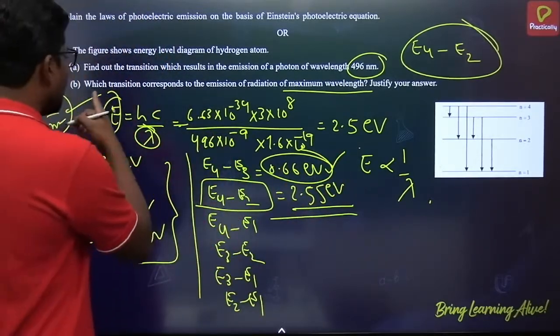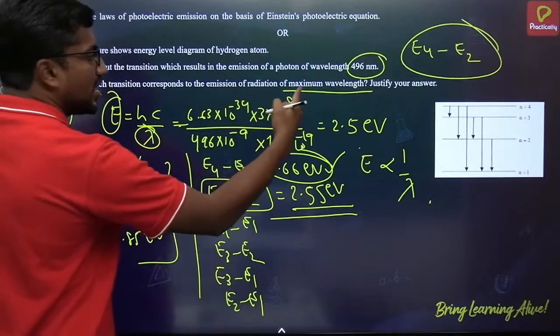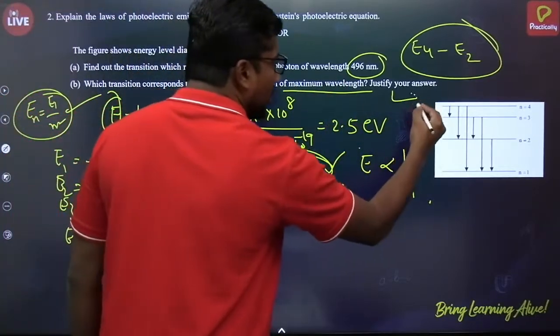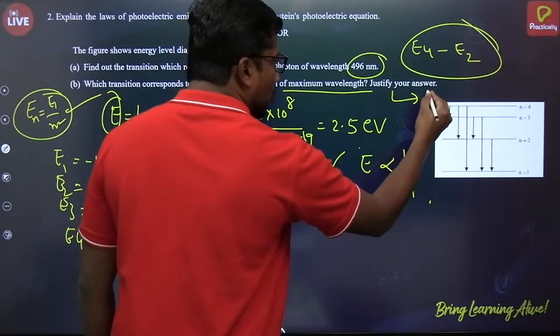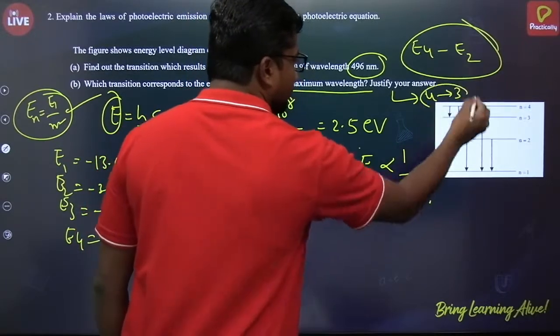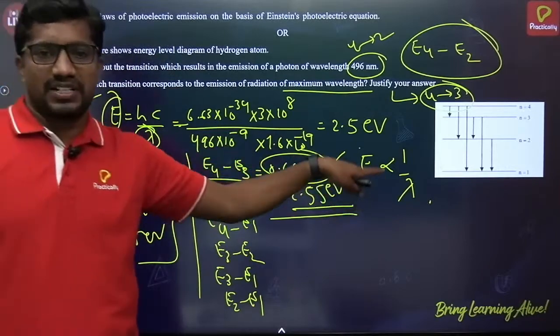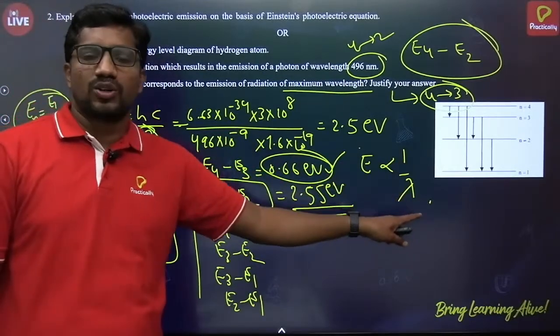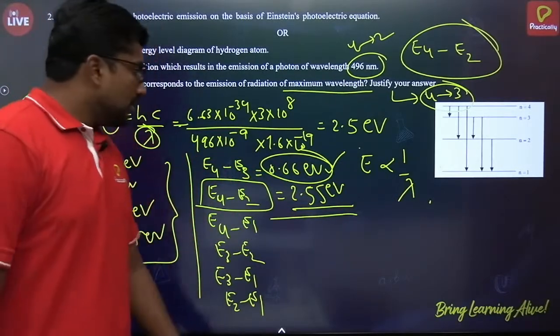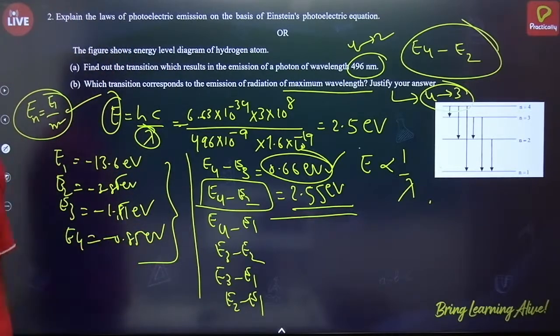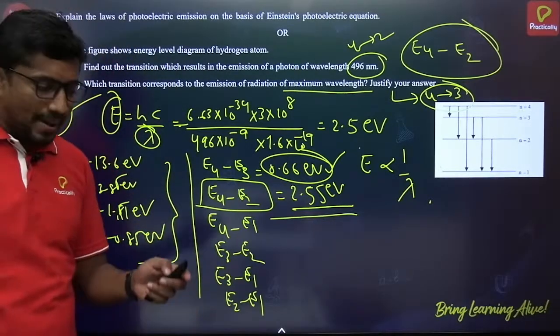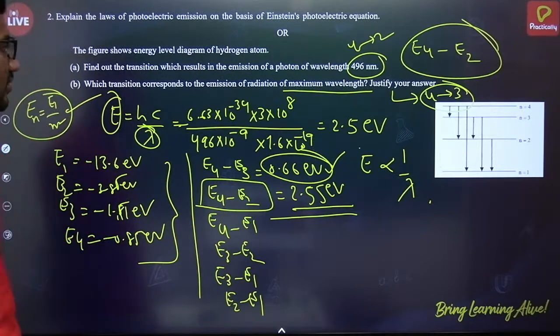So which transition corresponds to the emission of radiation of maximum wavelength? That will be the 4 to 3 transition. Why? This is the explanation: since energy is reciprocal to the wavelength. That is how you have to answer this question. Okay, hope I am clear, and let's move on to the next question.